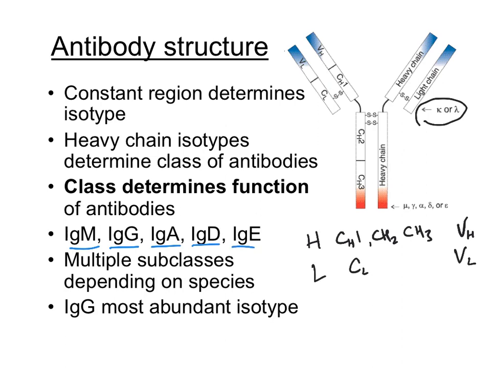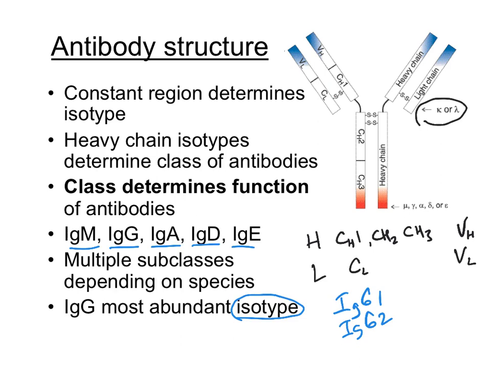Each class can have additional subclasses, and it's species dependent. So in humans, there's IgG1, IgG2, IgG3, and IgG4. It gets complicated, all right? And those different classes are called isotypes. So if you see IgG1 versus IgG2, they're different isotypes. They still have this structure.